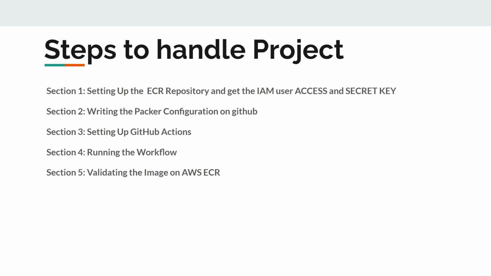Second, we will create a Packer configuration file which does the Docker build, takes the Docker image, and builds and tags it. Next, we'll create the GitHub Actions flow that runs on each commit, does the build, and pushes. We'll check how the GitHub Actions workflow triggers, and at last we'll validate whether our image has been pushed onto AWS ECR or not. Let's not waste any further time.